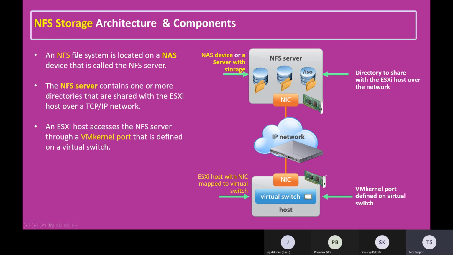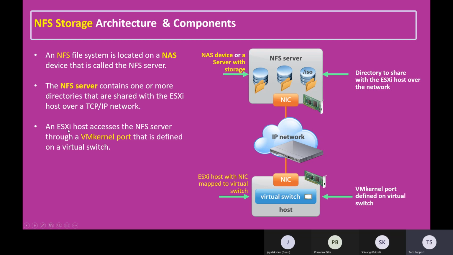Let's observe the remaining points also. An NFS file system is located on a NAS device that is called an NFS server. So both names are the same; you can use either NAS device or NFS server, any name. The NFS server contains one or more directories. It's not like only one directory; you can create multiple directories also. These are one or more directories that are shared with the ESXi host over a TCP/IP network. TCP/IP network means through the switch we can provide the access.